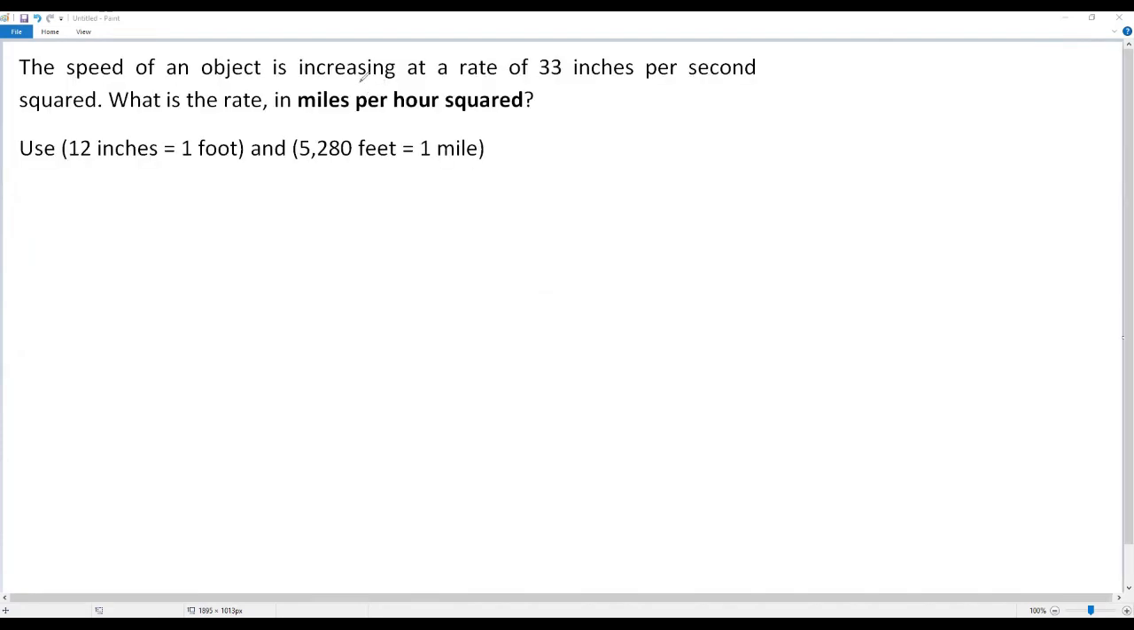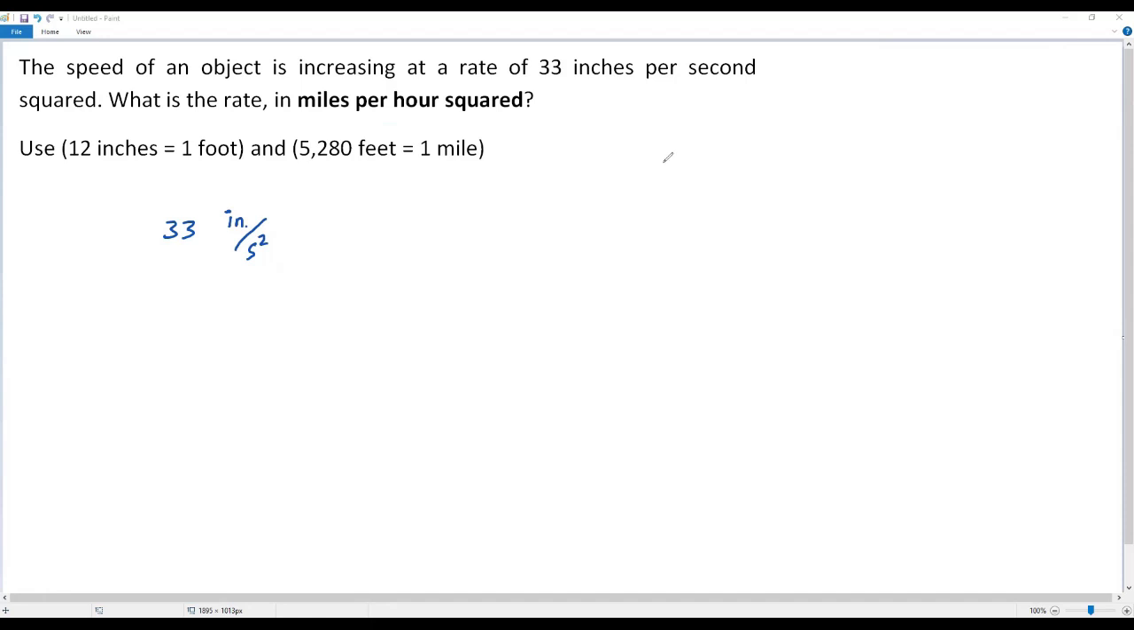The speed of an object is increasing at a rate of 33 inches per second squared. What is the rate in miles per hour squared? Use 12 inches equals 1 foot and 5280 feet equals 1 mile. Here we have the rate, that is 33 inches per second squared. We have to convert this to miles per hour squared. We have to convert the inches to miles, and we have to convert the second squared to hour squared. We know that 1 mile equals 5,280 feet.